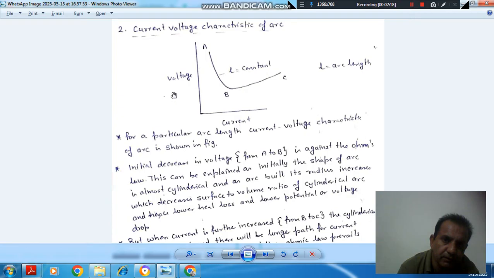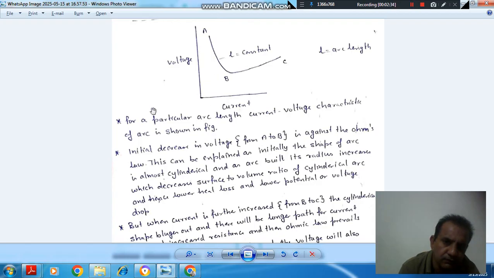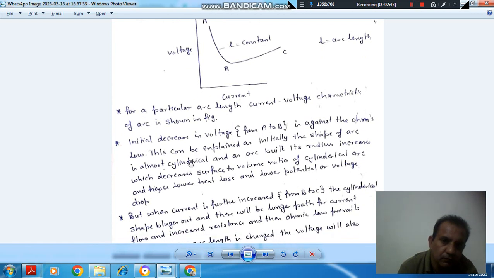Next key concept is the current voltage characteristics of arc. This is for a particular arc length, and it is the relationship between voltage and current. L is your arc length. I am again reading this out and explaining it. For a particular arc length, the current voltage characteristics of arc is shown in the figure. Here, in point 2, we will explain this.